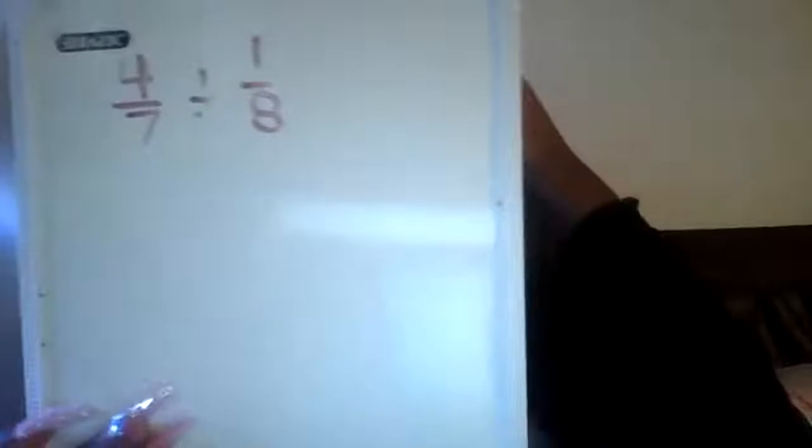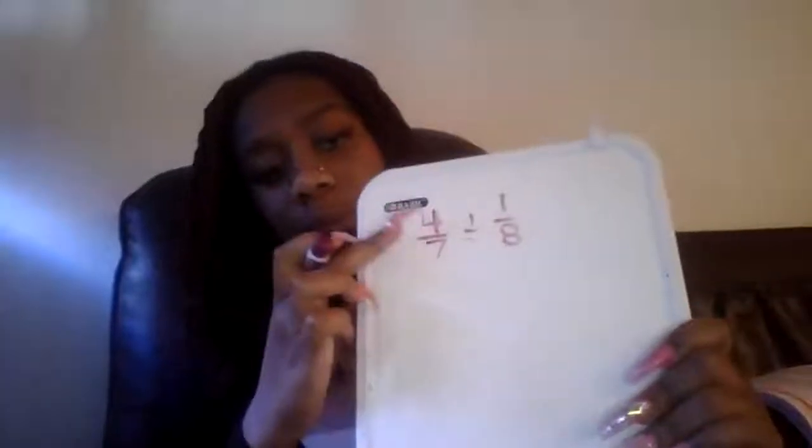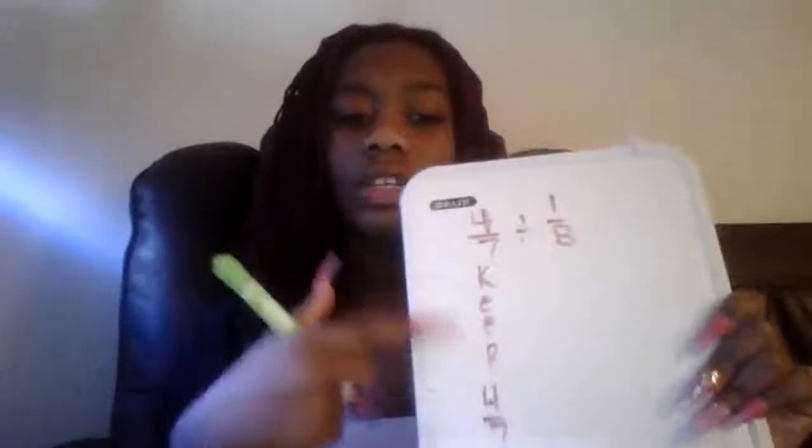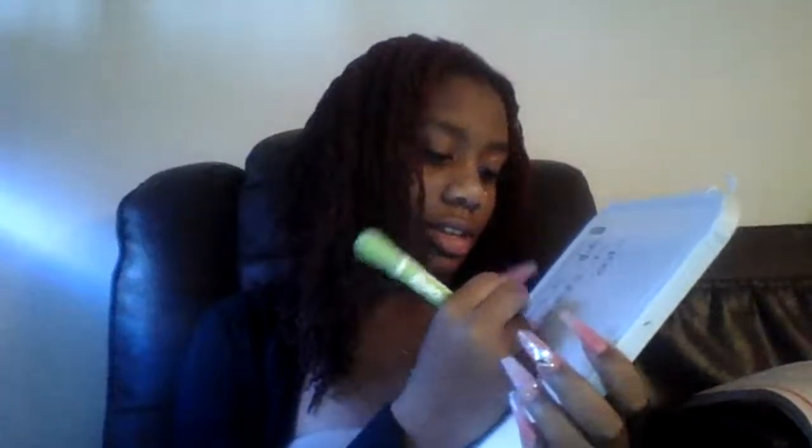Now, we are going to follow the keep, change, flip rule. We keep the first fraction. So that stays 4 over 7. The first fraction you keep, so it comes down just the same. Now you're going to change the division sign to a multiplication sign. And you're going to flip this last fraction. So where it was 1 over 8, it'll become 8 over 1.